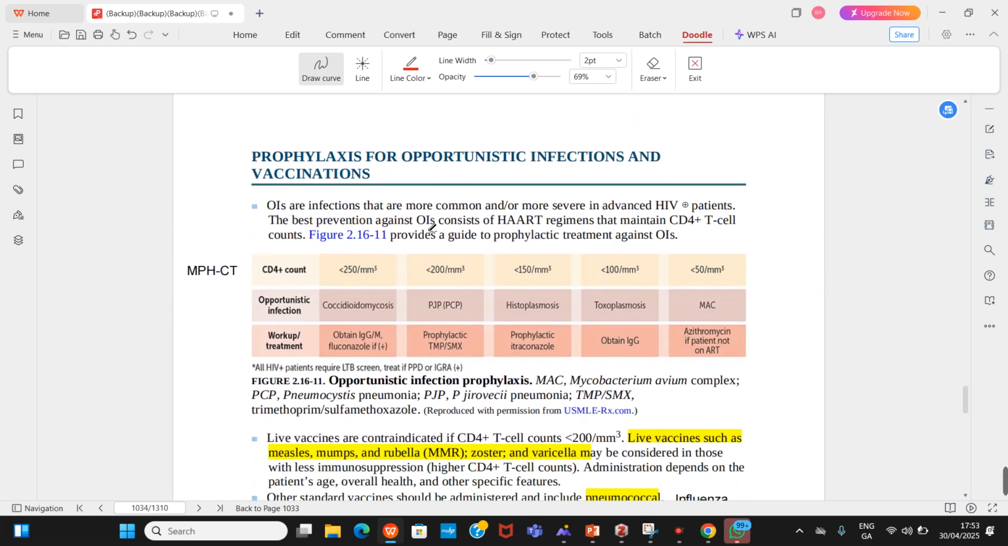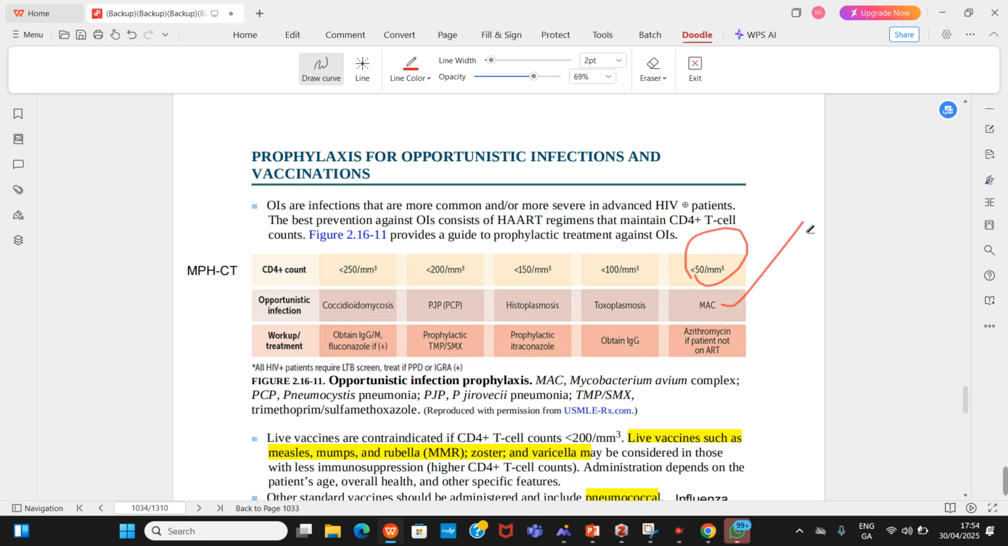So what are the vaccinations that somebody that has HIV should get? The way to classify it is to look at it from 250 to 200 to 150, 200 to 50. We have already said it. Anytime we see less than 50 mentioned in our exam, it is MAC. It has to be MAC.